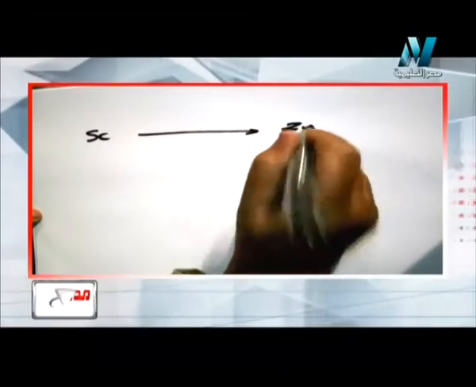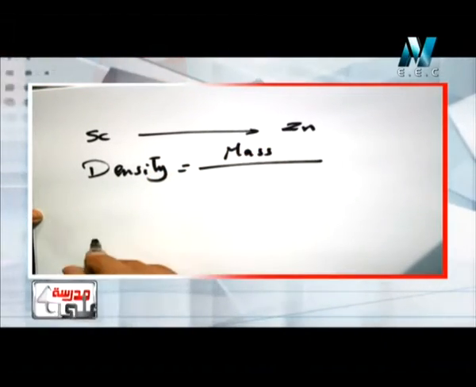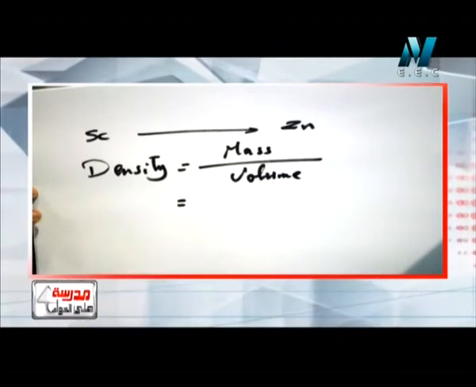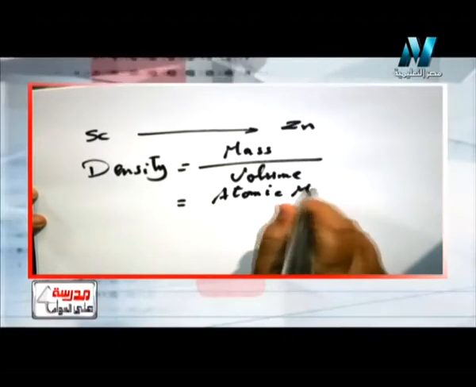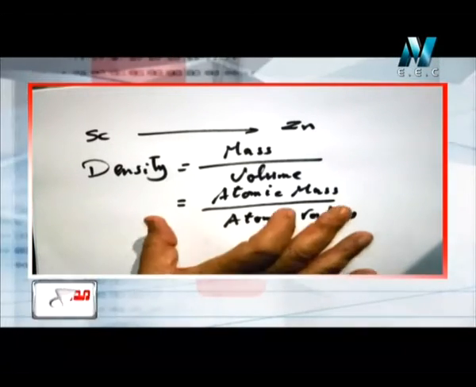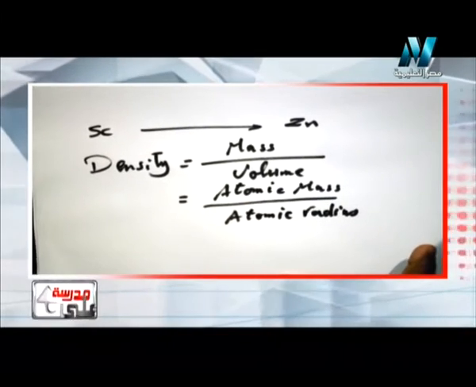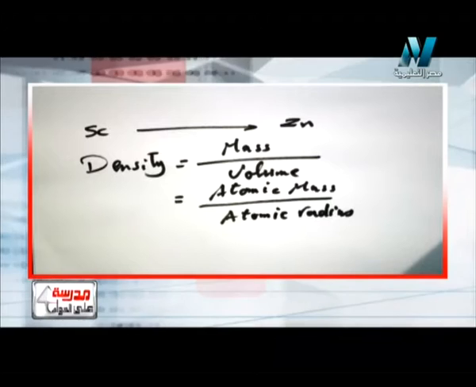Let's move to the atomic mass, to discuss the atomic mass, then move to the density of these elements. So what about the atomic mass? Atomic mass increases according to the increase in atomic number. So the atomic mass increases from scandium to zinc. Right. Density, we know that density equals mass divided by volume. So the density of these elements depends on atomic mass, which increases, over atomic radius. We say that atomic radius is almost constant, but the atomic mass increases. So density depends on the atomic mass, because the atomic mass changes while the radius is almost constant. So the density of these elements increases from scandium to zinc.